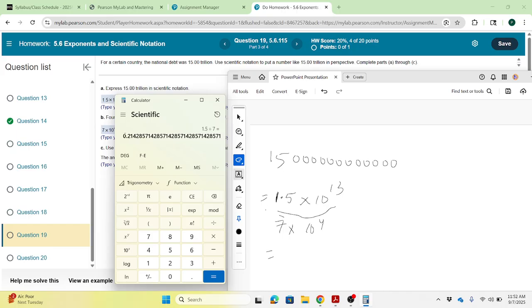So we would like to write this in scientific notation. But for scientific notation, the number is supposed to be greater than or equal to 1 and less than 10. So we have to move this decimal to the right 1 place. So it would be 2.14 times 10 to the power 9, because 13 minus 4 is 9, but because we moved this decimal 1 place to the right, it would be 1 less, so 10 to the power 8.